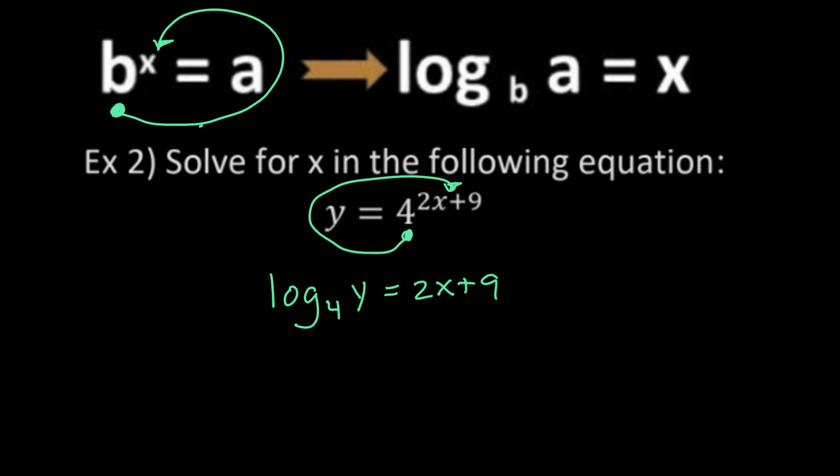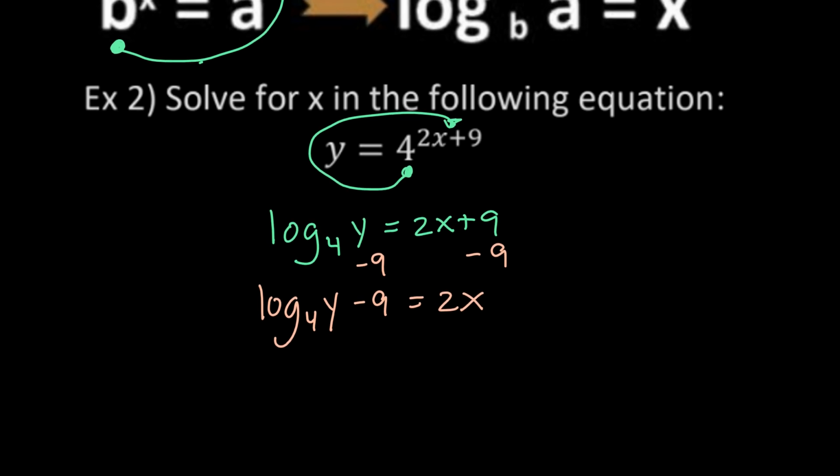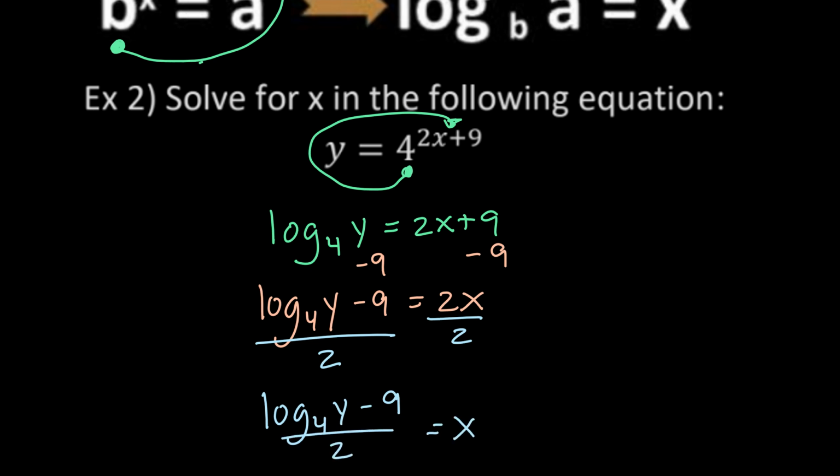Now, is x solved for yet? No, we still have things on the same side as x. So what do you think we need to do? Yeah, first we're going to subtract 9. So this is log base 4 of y minus 9 equals 2x, and then what? Divide by 2. So this is now log base 4 of y minus 9, over 2, is what x is equal to.